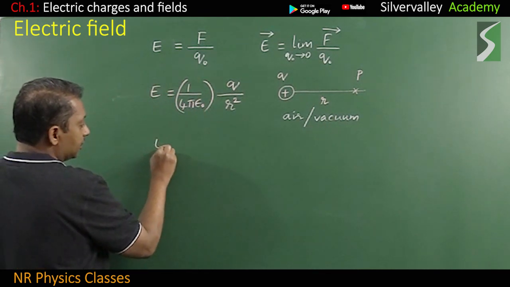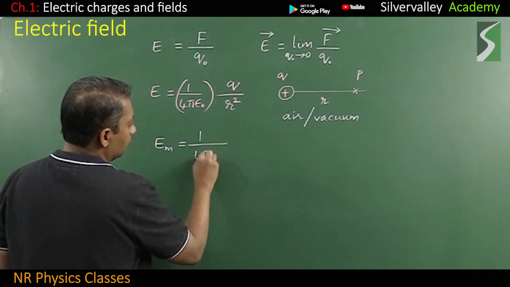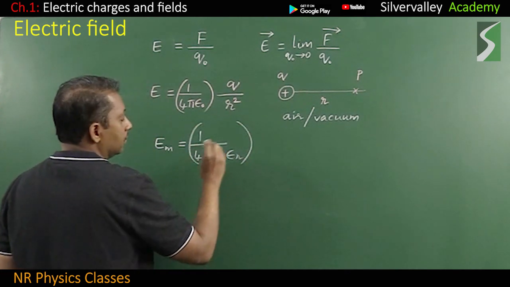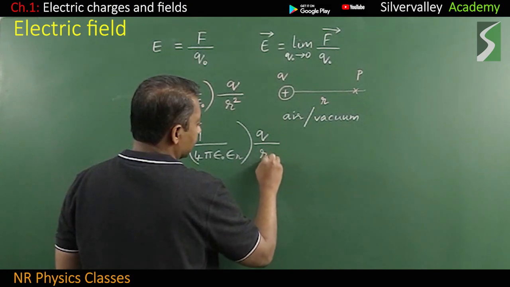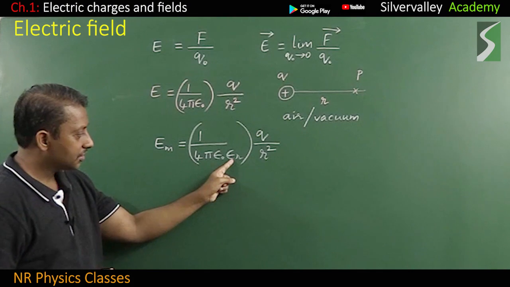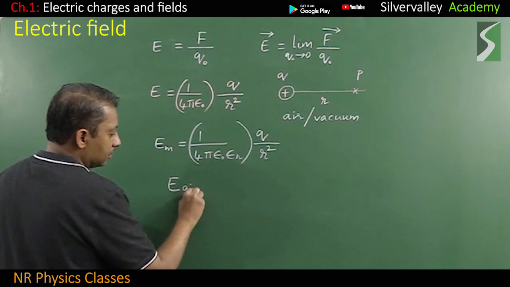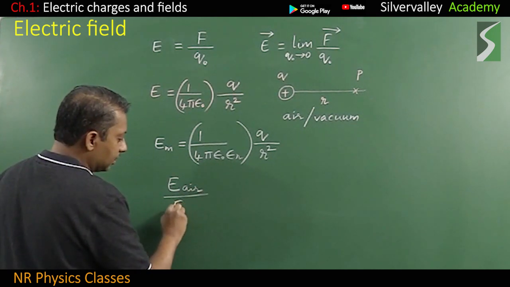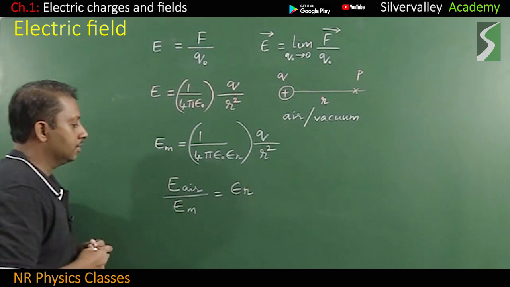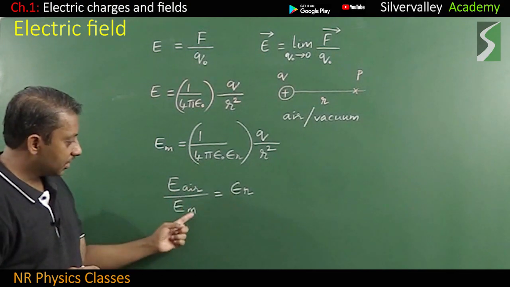Suppose the charge is in a medium. The electric field in a medium is 1 by 4 pi epsilon naught epsilon r, Q by r square. Whenever a medium is involved, we have to introduce this term epsilon r. The ratio of electric field in air to electric field in a medium is equal to epsilon r. So just like force, this ratio is epsilon r.